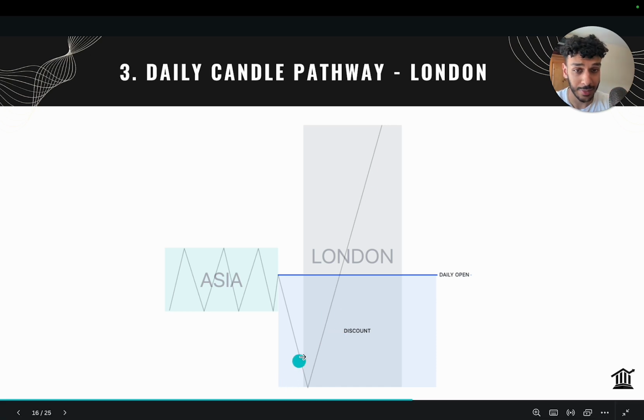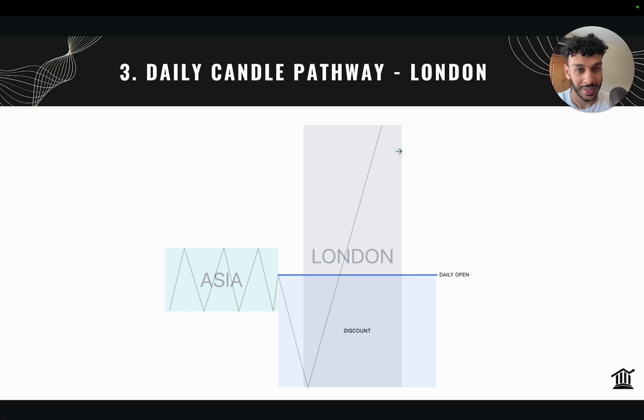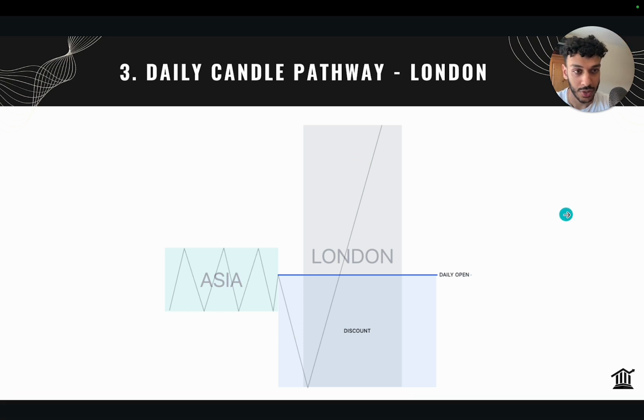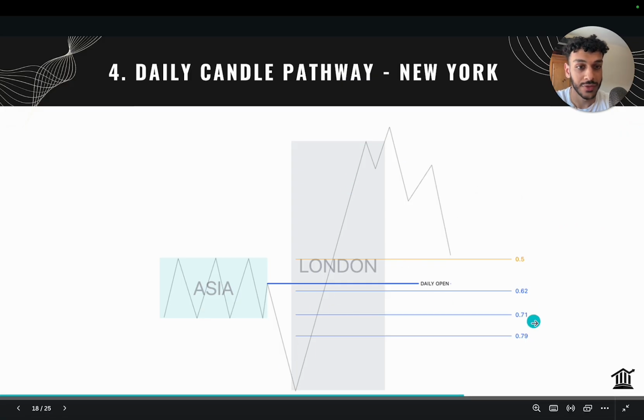Now, a little key tip. This move typically will run till about 10 to 12, and if you are going to get in this on an intraday perspective, I would try and TP some of your trade in London, because as you'll see in the next slide when I talk about New York, it often leads to an OTE retracement of London.